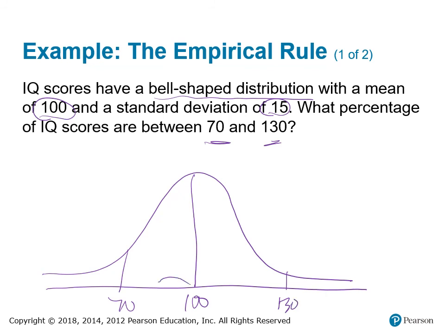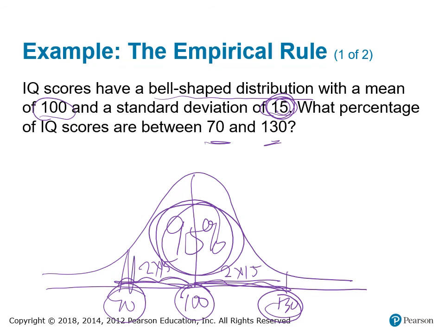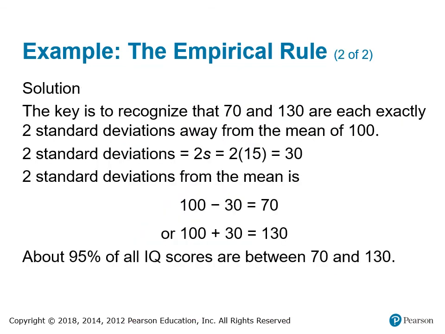We have to figure out how far that is in terms of the standard deviation of 15. Well, we know this distance is 30, which would be 2 times 15, and this distance is 30, which would be 2 times 15. So these are 2 standard deviations away from the mean. And by the empirical rule, we should know that 95% of all our data should fit in there. So that tells us that 95% of all IQ scores should be between 70 and 130.